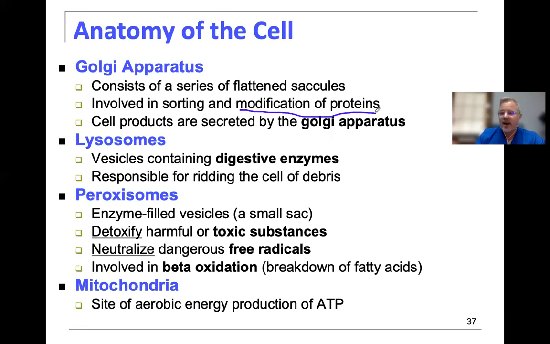The Golgi apparatus consists of these flattened saccules that are involved in sorting out and modifying proteins. Sometimes it's called the Golgi complex or the Golgi apparatus. And the Golgi apparatus is going to take these proteins and it can move them towards the cell membrane to release its contents. Maybe it's a neurotransmitter, and it can open up and release it to outside. That's called exocytosis. Or the Golgi apparatus can actually produce a vacuole or a vesicle like a lysosome, and the proteins in there is a digestive enzyme.